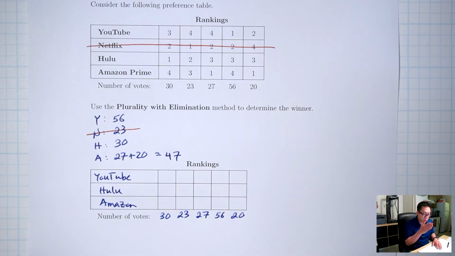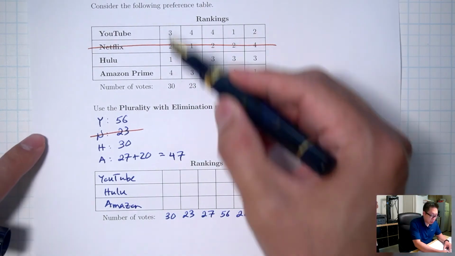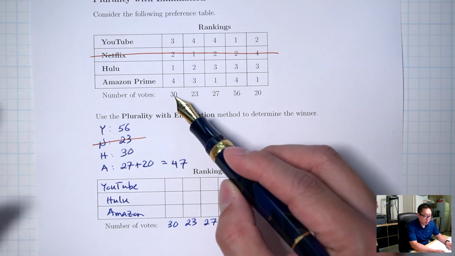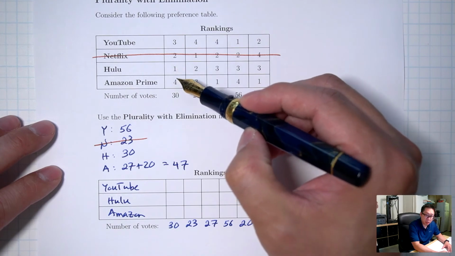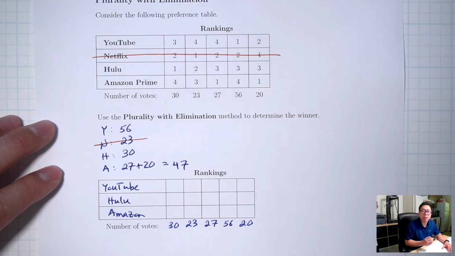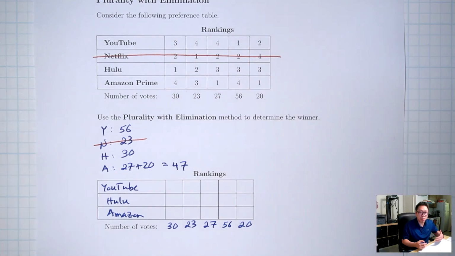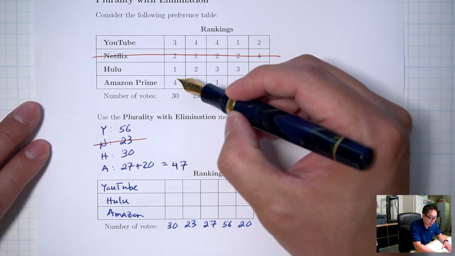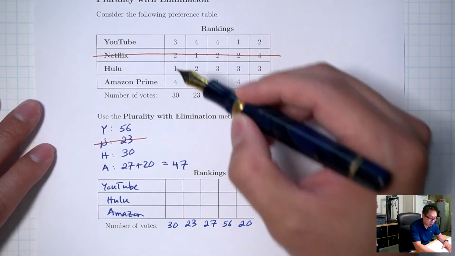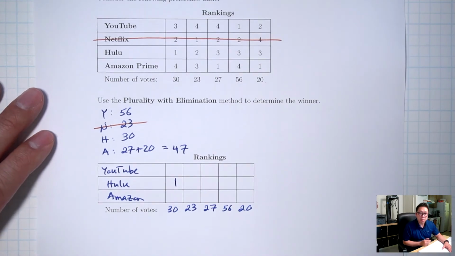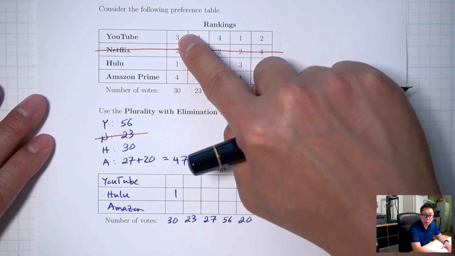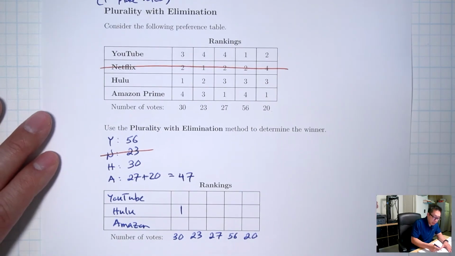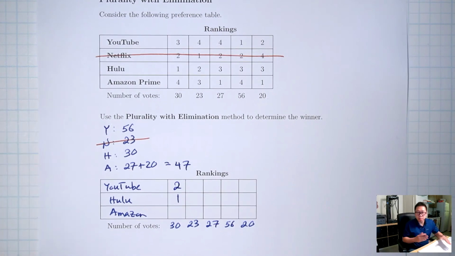The way you do this is go column by column. For this column, these 30 people, ask yourself, who do they like the most? Out of YouTube, Hulu, and Amazon, ranked at 3, 1, and 4, who do they like the most? Remember, these are rankings, so the lower the number means they like that streaming service more. So with 3, 1, and 4, they like Hulu the most, right? So Hulu will get the 1. Okay, who do they like next? After Hulu, it's 3 versus 4. The 3 will win, so they like 3 more. So YouTube will be next. YouTube's going to get a 2, and then whatever's left will get 3.